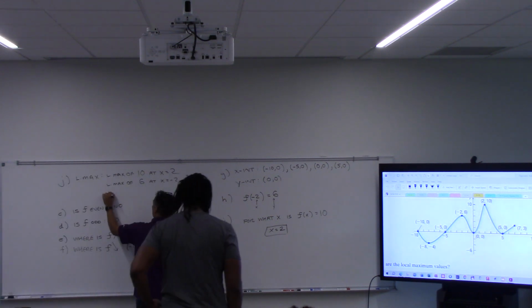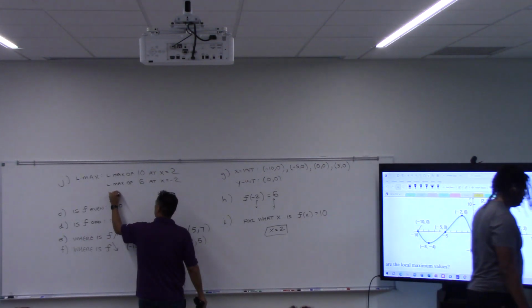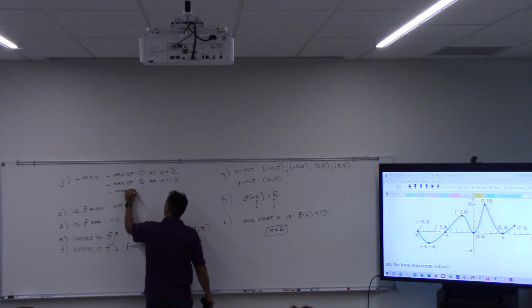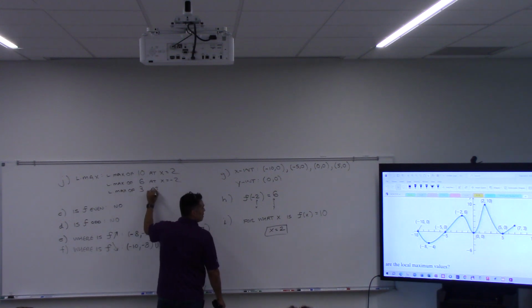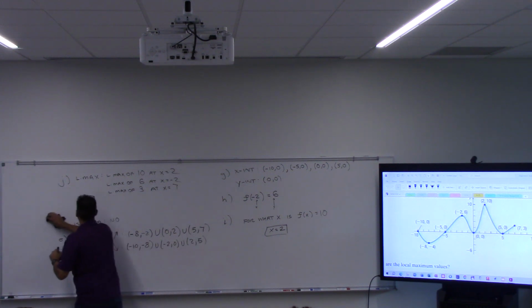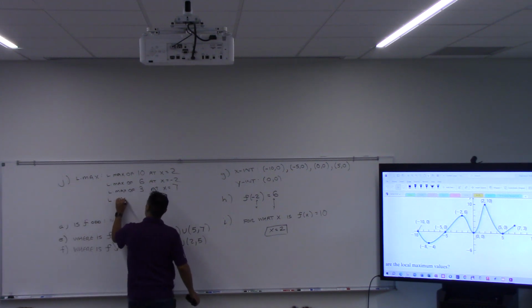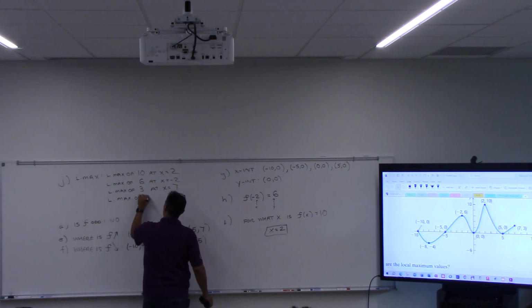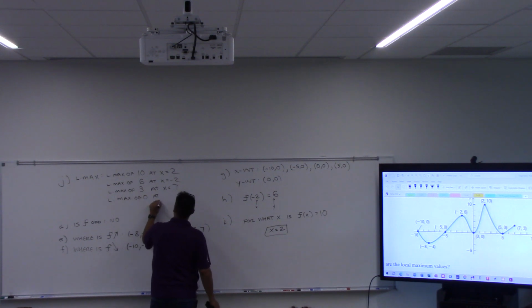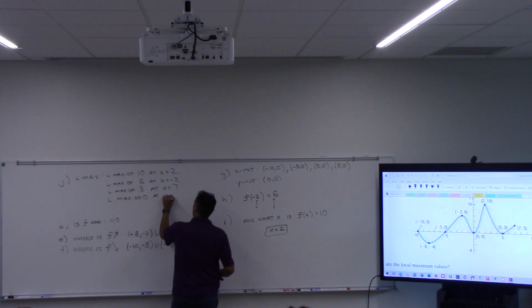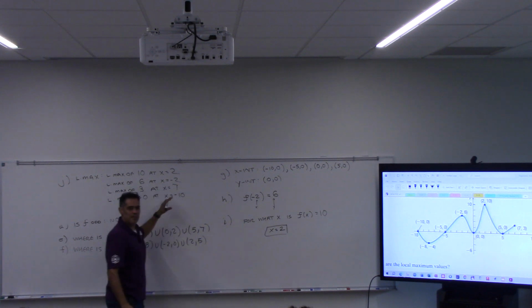7 at 3. I think you said it the other way around, but local max of 3 at 7, right? Any others? Local max of 0 at, no, yeah, at x is negative 10. Everyone got that? We just did this today, right?